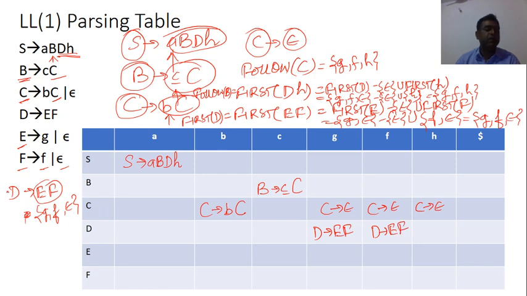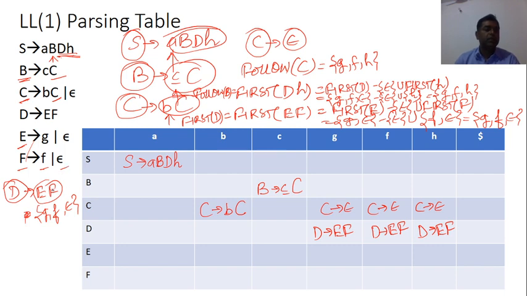For empty, just find out follow of D. What is your follow of D? Follow of D is equal to first of H, that is H. That means in the H column also, I have to insert D derives to EF. Here, D derives to EF.